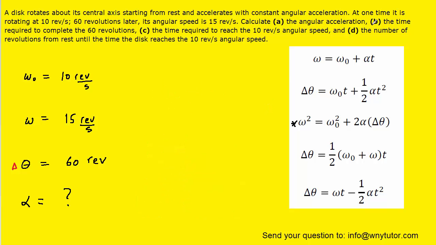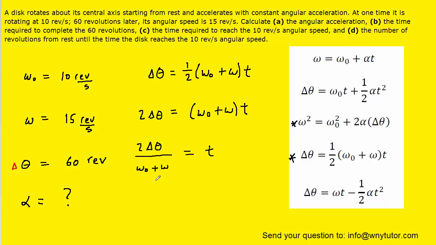For part B, to find the time required to complete the 60 revolutions, we can actually turn to the fourth equation from rotational kinematics. So we'll write it down and then solve for t. So why don't we multiply both sides of the equation by 2, and then divide both sides by the term in parentheses. And then once again, we'll plug in the known values. And when we simplify that, we get approximately 4.8 seconds. So this would be the correct answer to part B of the question.